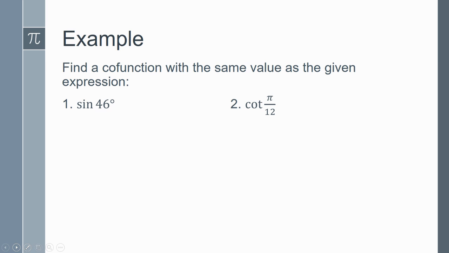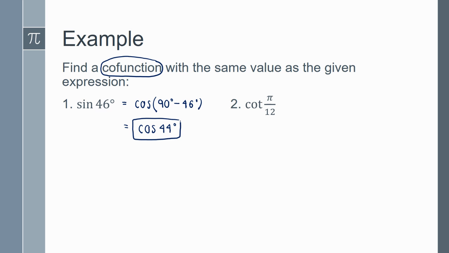So let's use that information about cofunctions to find the same value as the given expression. Here I'm given the sine of 46 degrees. Remember, what relates to sine when we're talking about a cofunction? Well, that would be cosine. But the angle that I want isn't 46, it's the complement. So it would be 90 degrees minus 46 degrees. Well, 90 minus 46 gives us a 44 degree angle. So the cosine of 44 degrees is the same thing as the sine of 46 degrees.